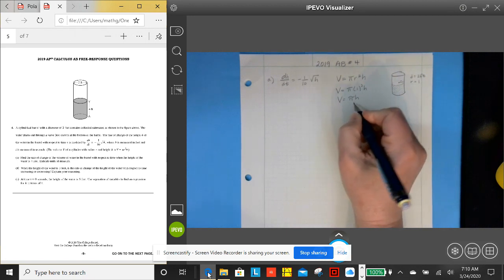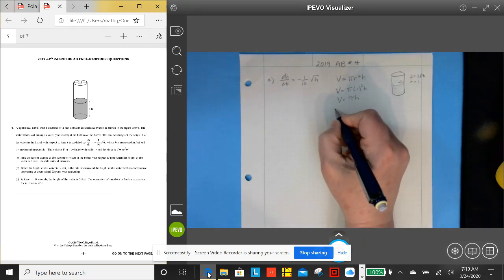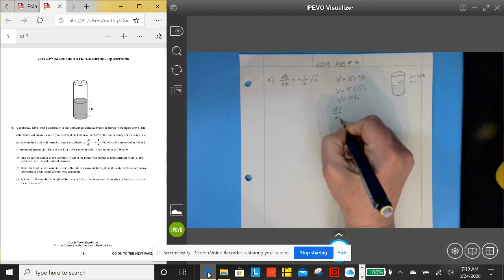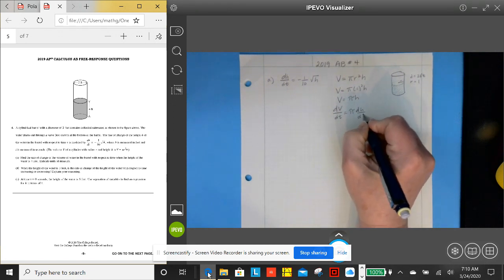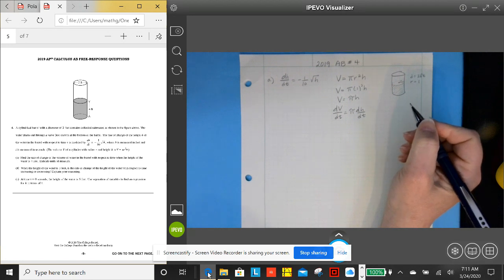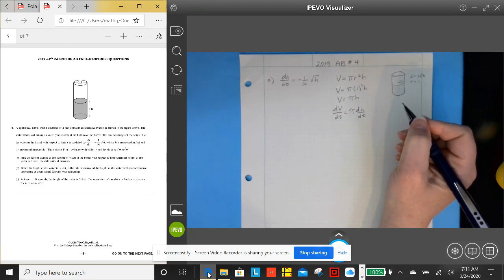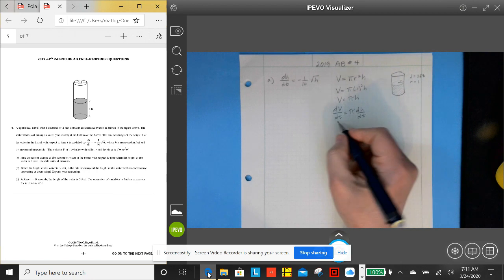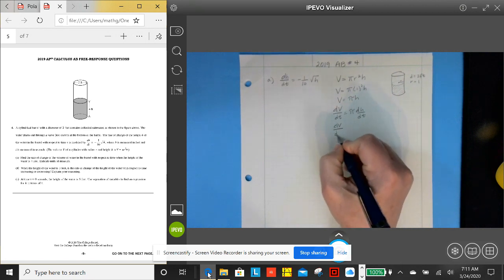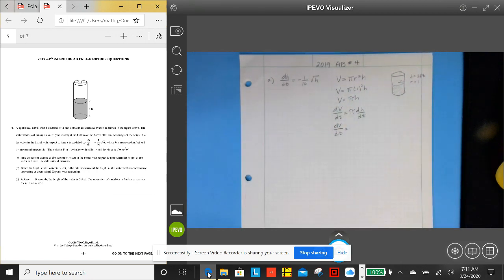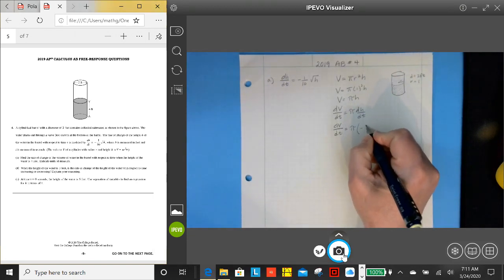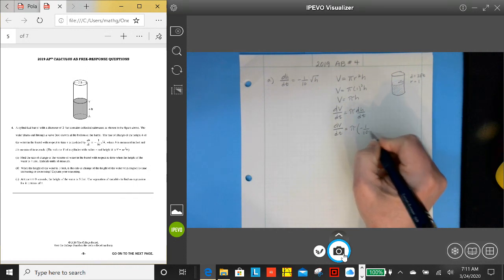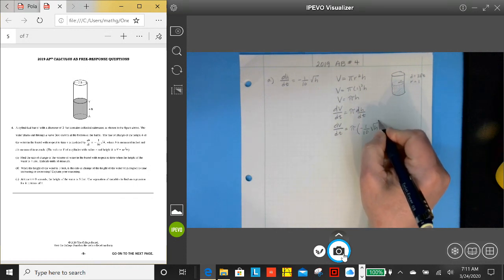So when I take the derivative of this expression with respect to time, I get dV/dt is equal to pi dh/dt, because pi is a constant. And lucky for us, we happen to know what dh/dt is. So I can say dV/dt is equal to pi times negative 1 over 10 root h.